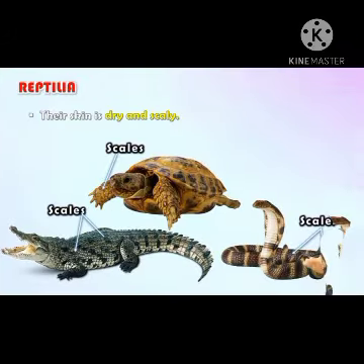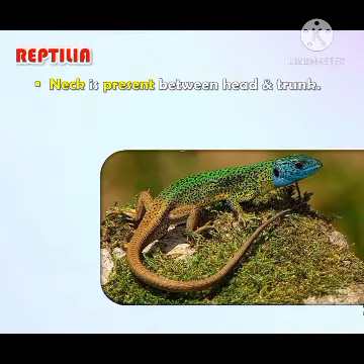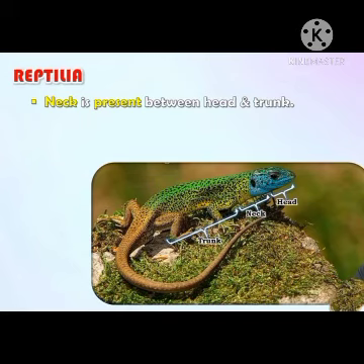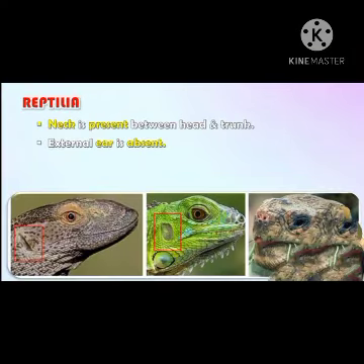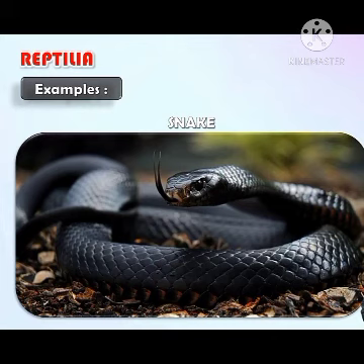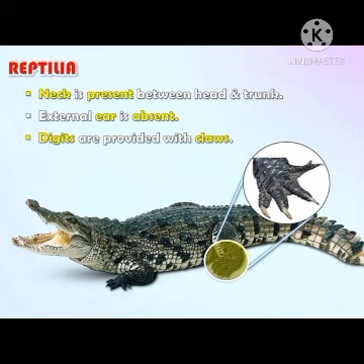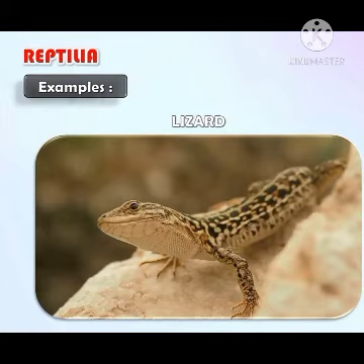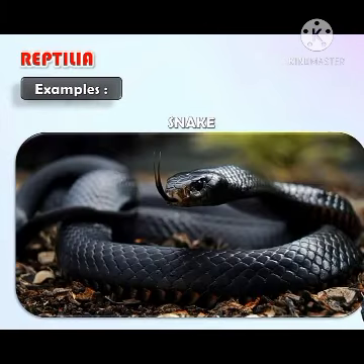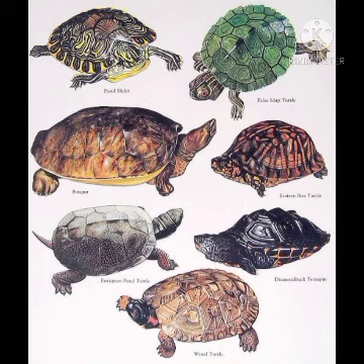Their skin is dry and scaly. Neck is present between head and trunk. It means it can rotate its neck. External ear is absent but they have an eardrum. They can hear. Snakes do not have an eardrum but they can hear low frequency sound. Digits are provided with claws. Example: tortoise, lizard, snake, turtle, etc.